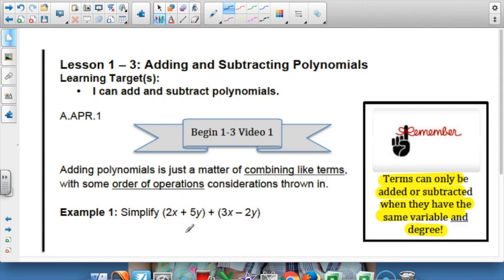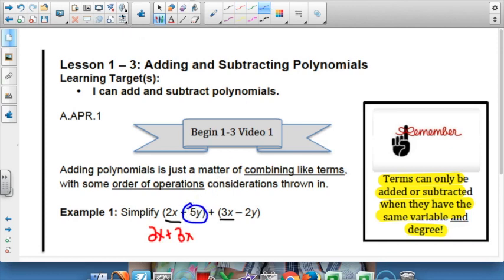These parentheses are serving as a grouping of these two terms and these two terms, but since it's addition, I can just say, all right, I know I need to add this 2x to this 3x because those are like terms. So you can rewrite it if you want and have those next to each other, 2x plus 3x. And then I also have a 5y.